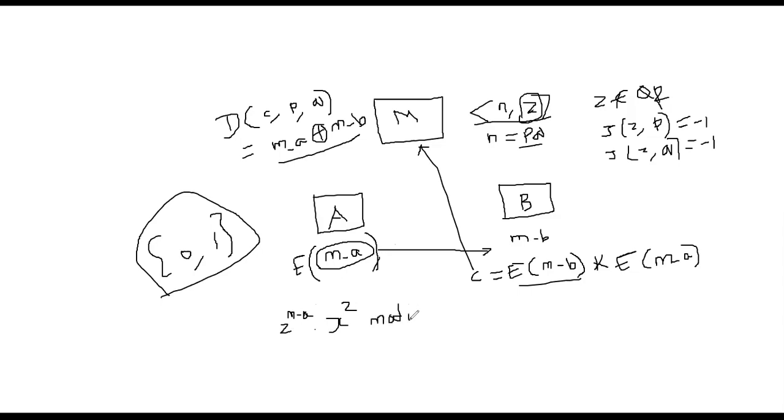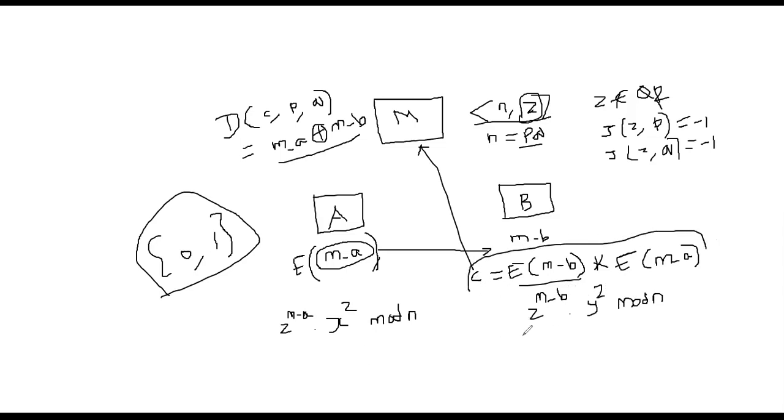What about Bob's ciphertext? Bob would have the same structure. He will be doing Z to the m_b, times some other random number y, which is also kept private. He generates that, right? Mod n. Okay, so what happens when you multiply these two numbers? Essentially, these two numbers are multiplied here, right? This is the reason why I said multiplication.